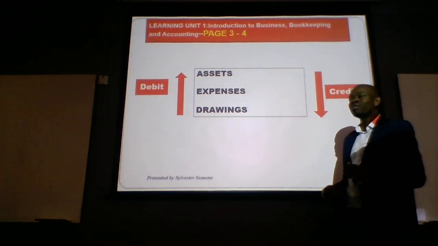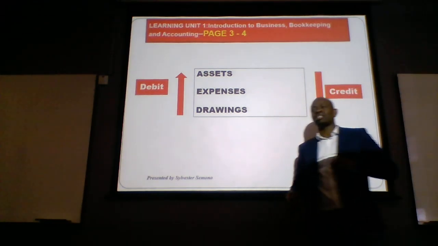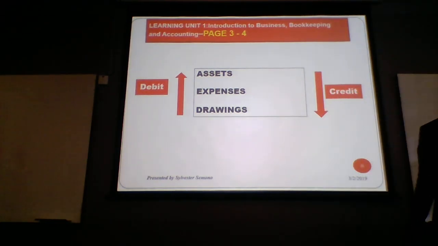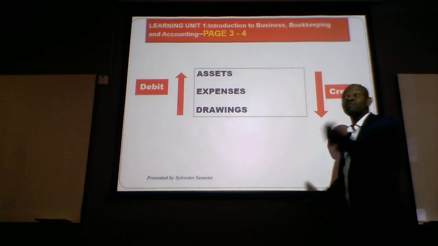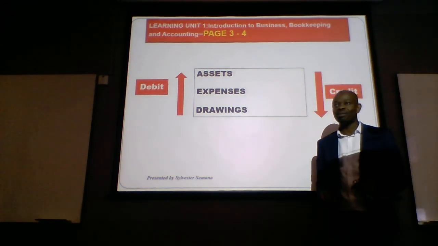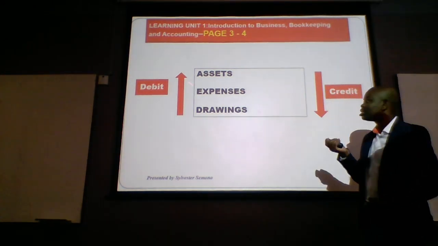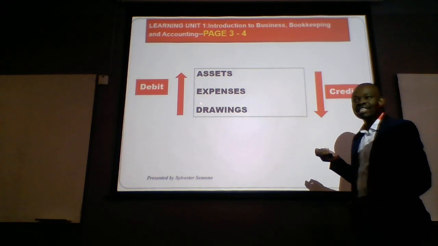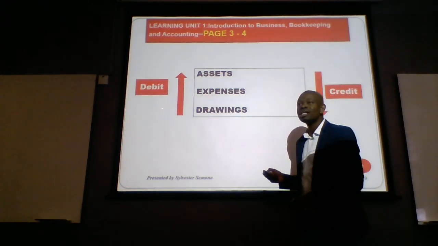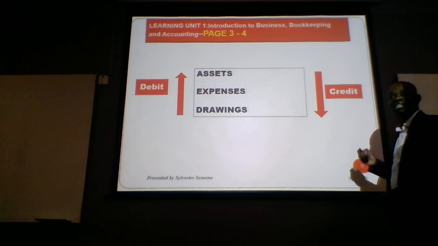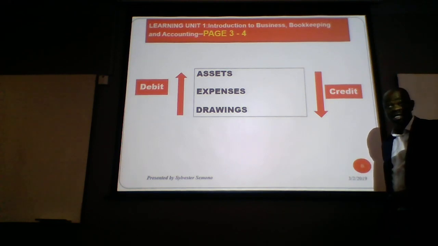You will see when we deal with the accounting equation, it's going to be very easy when it comes to this box. And you don't have to memorize them, we just have to know the box. Remember what is inside the box. Remember the arrows as you can see. The assets, expenses, and drawings increase on the debit side, but they decrease on the credit side.